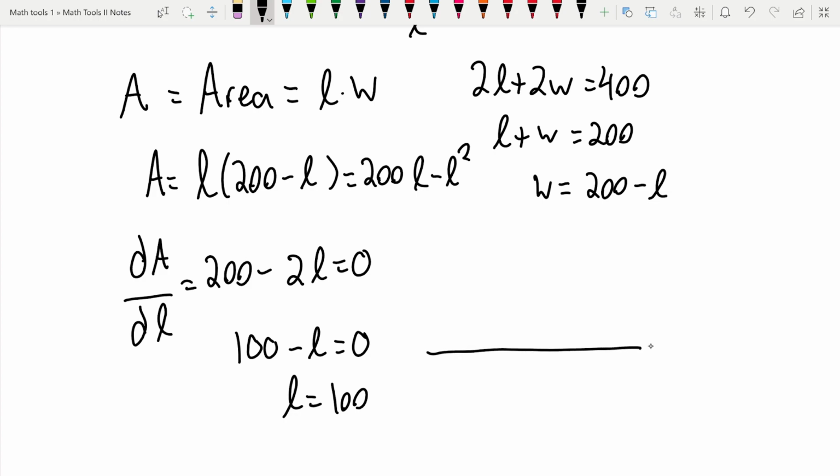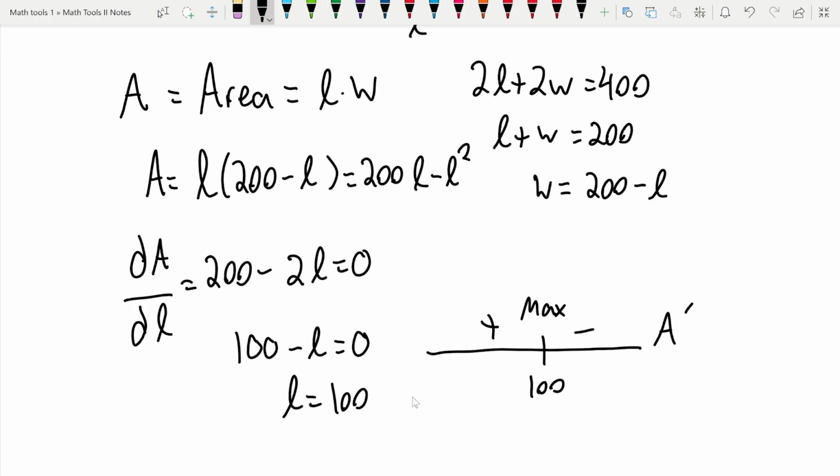Again, we should verify for A prime that this is indeed a maximum. So if we plug in, say, 0 for L, you get that it's positive. And if we plug in, say, 200 for L, then it would be 200 minus 400, so it's negative. So this is indeed a maximum.